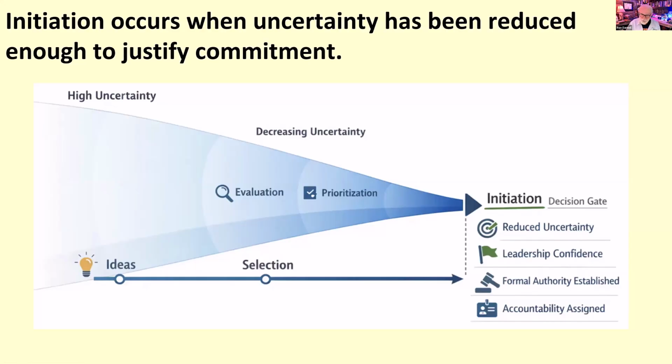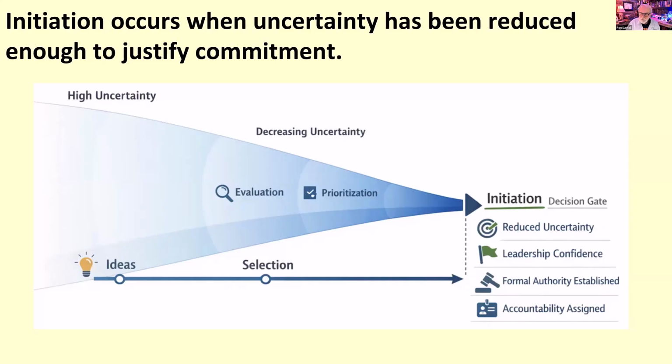So we've got reduced uncertainty. We've got leadership confident this is strategically aligned, and so we've had the formal authority established, and accountability for it has been assigned. So if we've already evaluated the project, the question is, why do we need initiation? Well, that's because we still have this uncertainty. So the cone of uncertainty explains why project initiation doesn't just happen at the first good idea. It would be a huge waste of resources to do that.